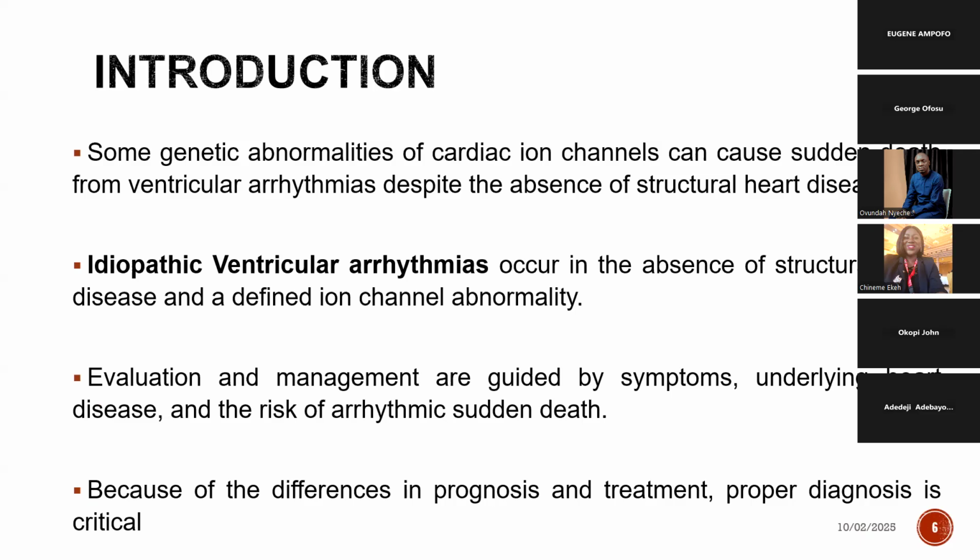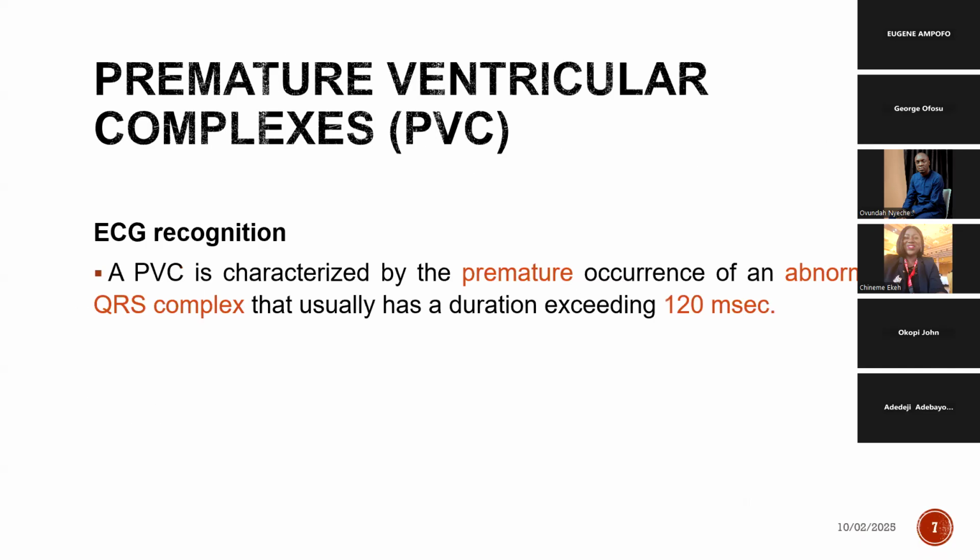Owing to the severity of this condition and its high mortality if nothing is done, evaluation and management are guided by symptoms, the underlying heart disease, and the risk of arrhythmic sudden death. And because of the differences in prognosis and treatment options, proper diagnosis has to be made, and we need to know how to differentiate all the forms of ventricular arrhythmias, which we'll look at in subsequent slides. So first, we are going to start with premature ventricular complexes.